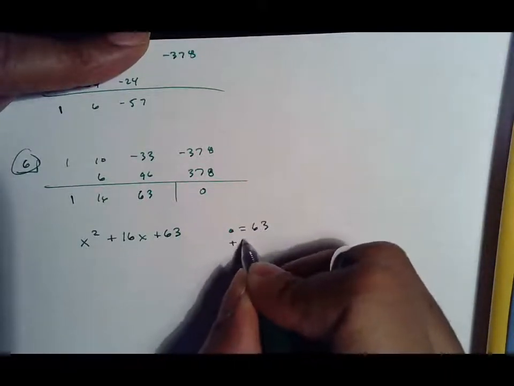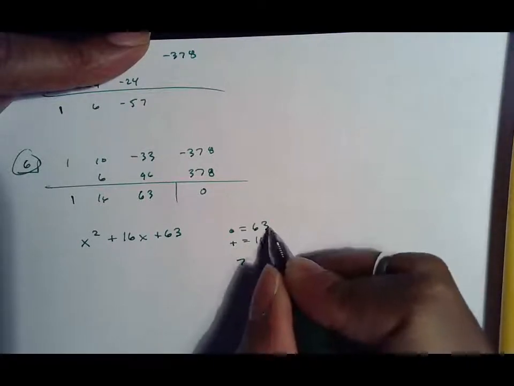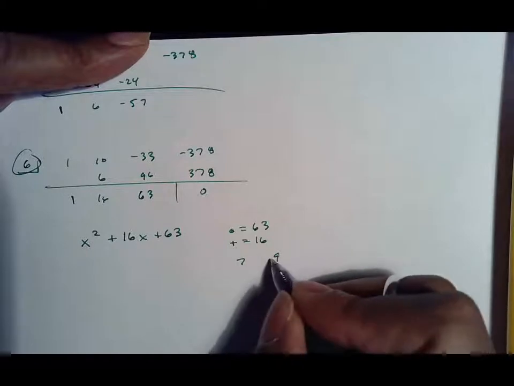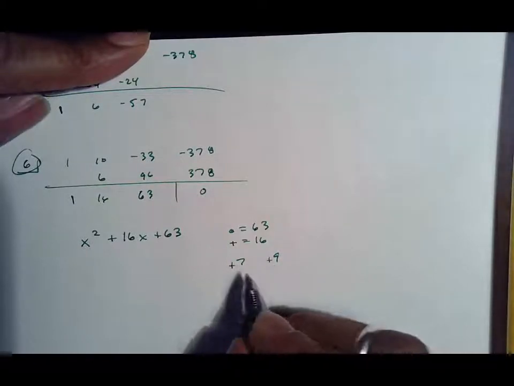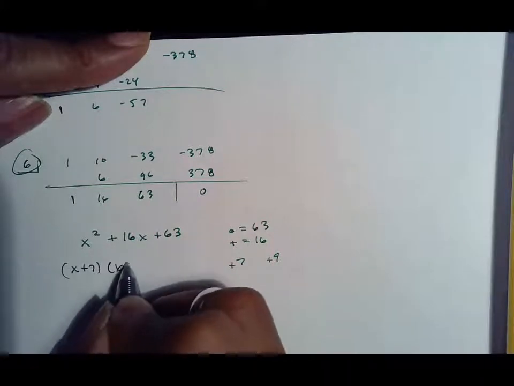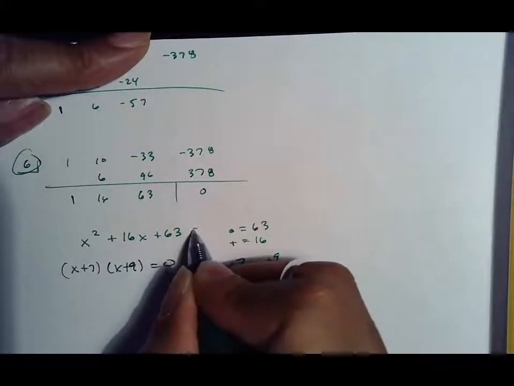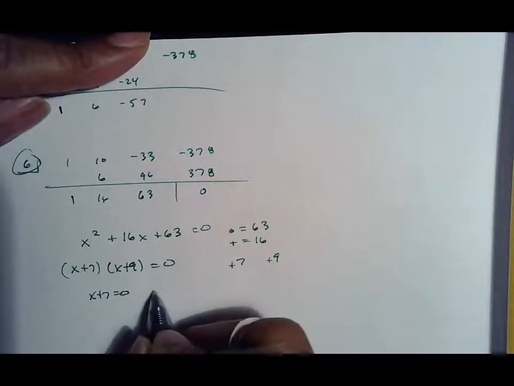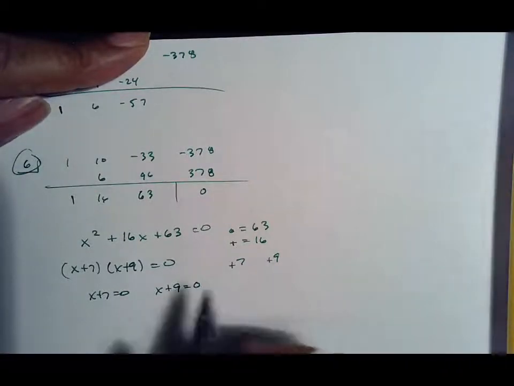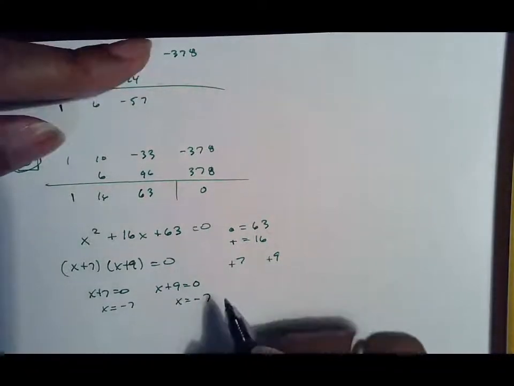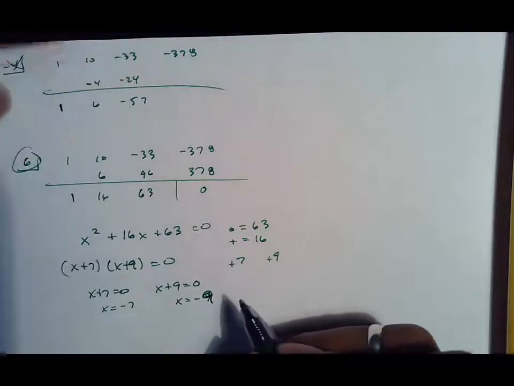Numbers that multiply to be 63 and add to be 16. The only numbers I know that make 16 and be close to that are 7 and 9. 7 plus 9 is 16. Remember that because that's a regular x, I can do x plus 7, x plus 9, because remember this was equals 0. X plus 7 equals 0. X plus 9 equals 0, which means my last two numbers are negative 7 and negative 9.